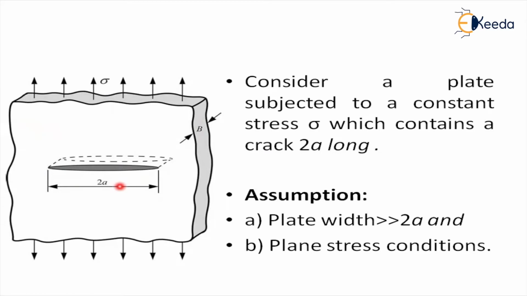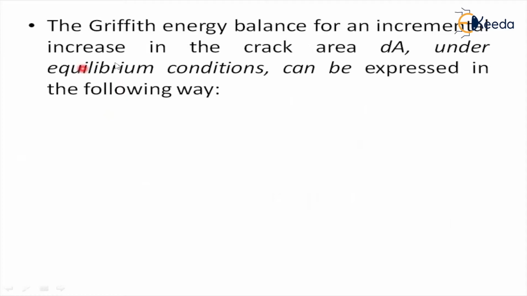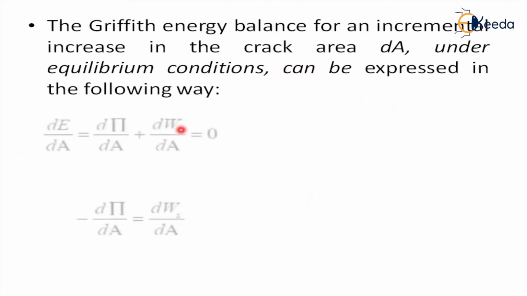Now, what is the formula given by Griffith by doing all this energy balance? You can see the sentence here. The Griffith energy balance for an incremental increase in the crack area dA under equilibrium condition can be expressed. Please observe the expression given by Griffith here: dE by dA equals d pi by dA plus dWs by dA equals 0.